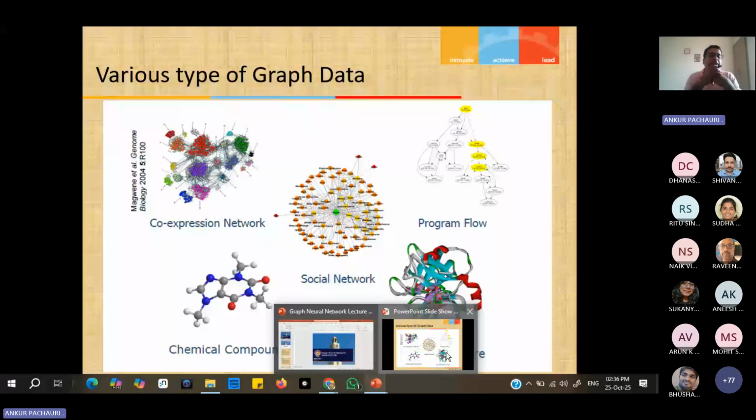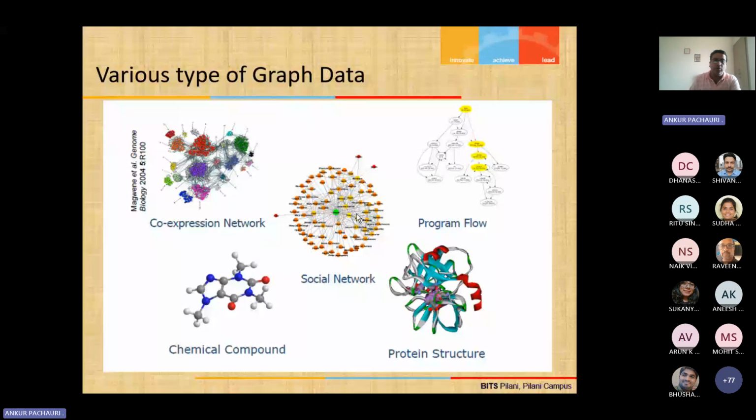So what type of graph data will we be handling? I think I have explained a lot about the social network, users and their interactions. Even one social media can have different types of networks. Even for us, and even telecommunication as well.